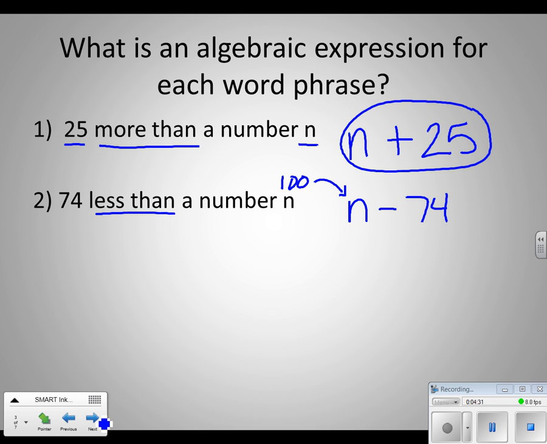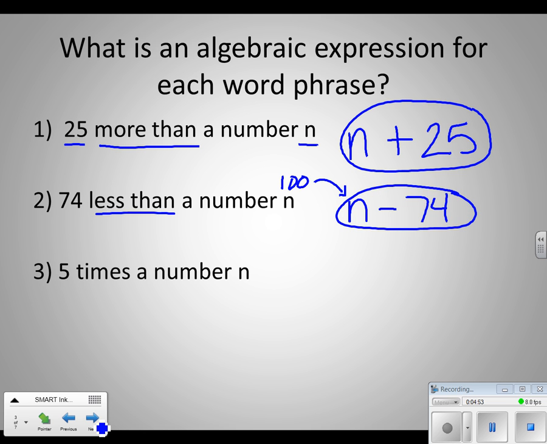See, if we had those flipped around and it said 74 minus n, so 74 minus 100, we're dealing with negative, and that shouldn't be the case. And so we know we did the order correctly. So you can always plug in some value into your variable to see if it works and if it makes sense to you.